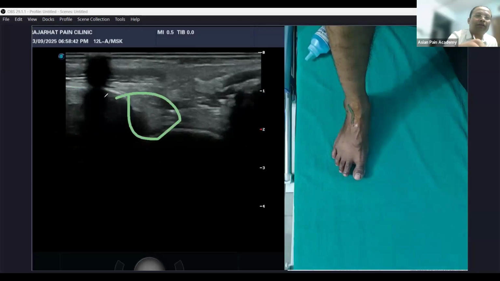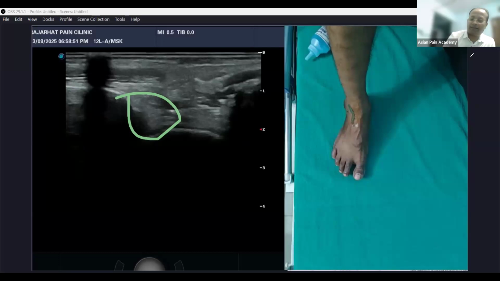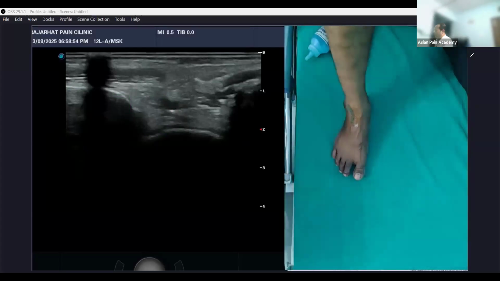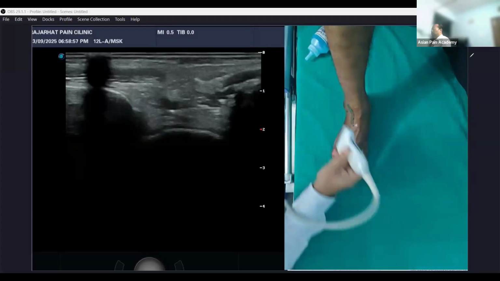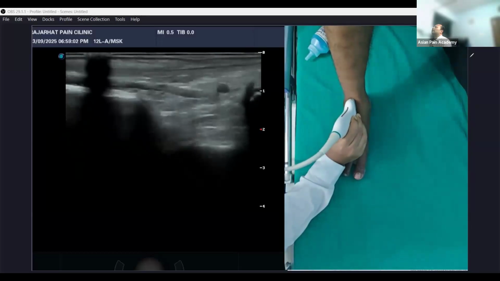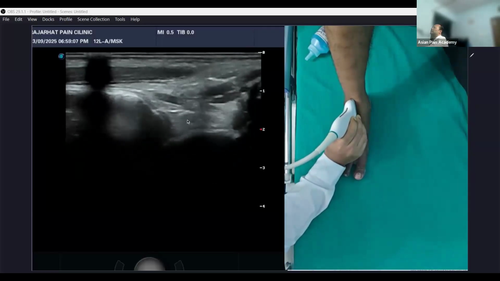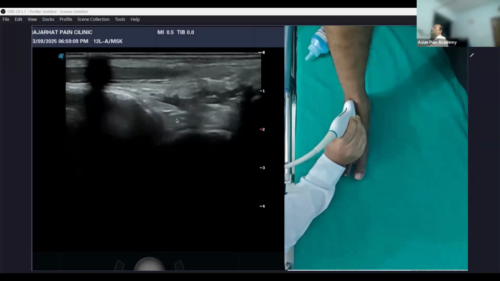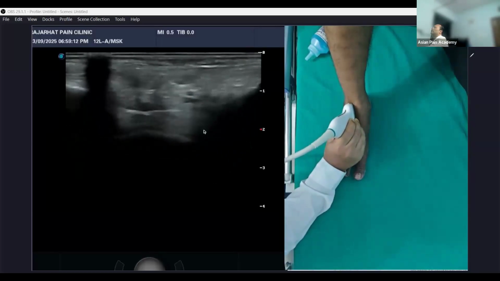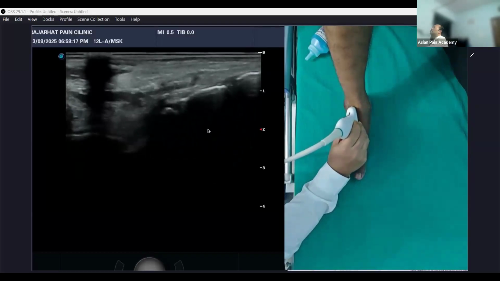So what is this part? Anyone can say what is this part? Anterior recess. Yes, this is the anterior recess. So again, just see. We can see the anterior recess and fat. These are all fat. So if there is a fluid collection, this fat will be moved up. Now I'm going towards the great toe.